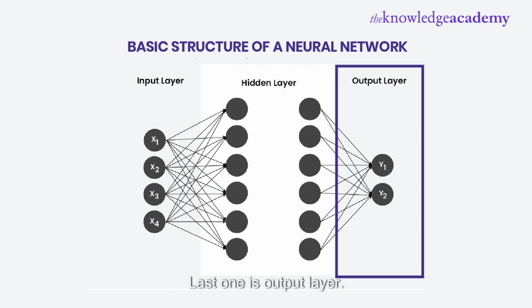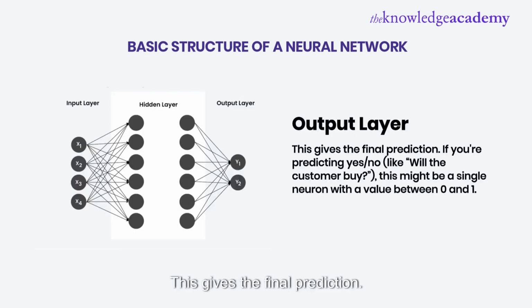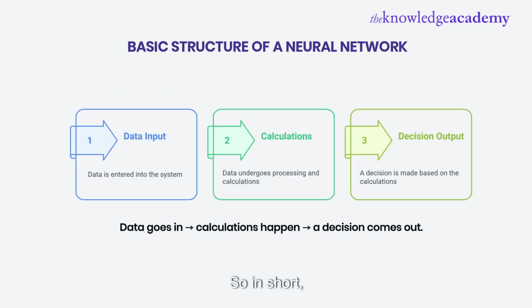Last one is the output layer. This gives the final prediction. If you're predicting yes/no, like will the customer buy, this might be a single neuron with a value between 0 and 1. So in short, data goes in, calculations happen, and a decision comes out.